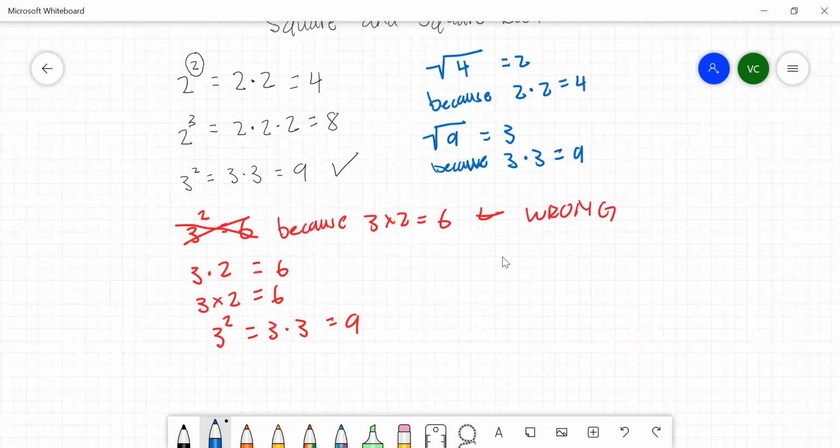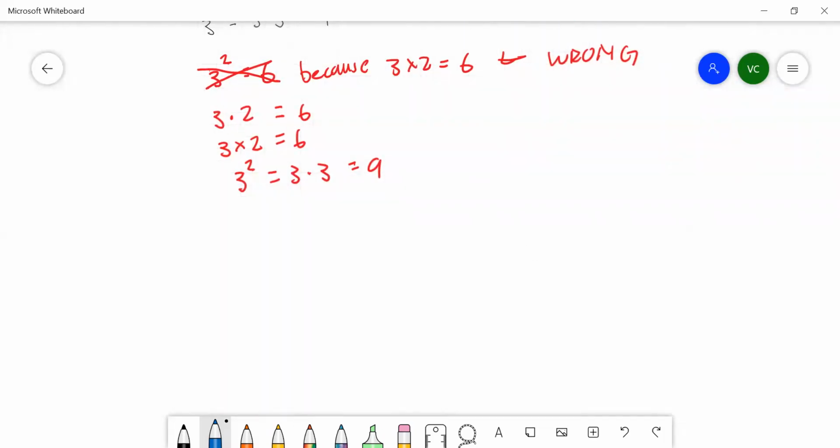Now, finally, let's add in some letters. If I say x squared, that just means x times x. And whenever you have a letter like x, that just means that you don't know what number that is. So if I take the square root of x squared, that's going to be x, because x times x is equal to x squared.